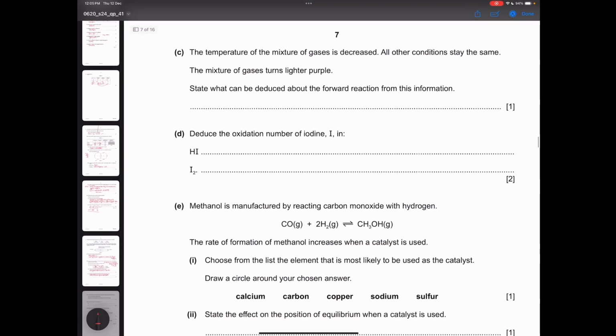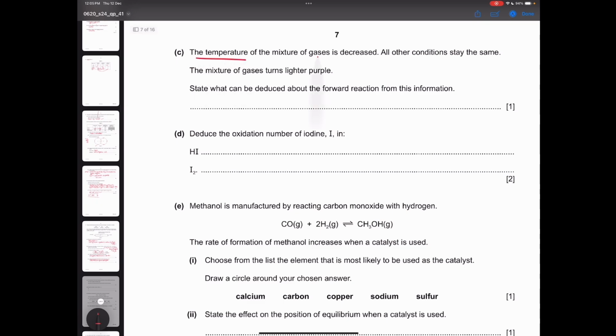The temperature of the mixture of gases is decreased. The mixture of gases turns lighter purple.